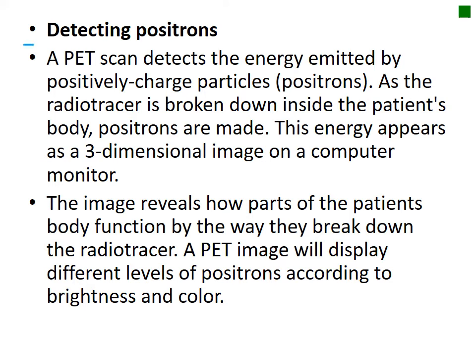Now, it's really important in your exam that you understand this idea of the positron. So the PET scan detects the energy emitted by the positively charged particles, which are called positrons, and as the radioactive tracer is broken down inside the patient's body, the positrons are made. And this energy appears as a three-dimensional image on a computer monitor. And it's this image that reveals how parts of the patient's body function by the way that they break down the radioactive tracer. And the PET image will display these different levels of positrons according to brightness and colour.